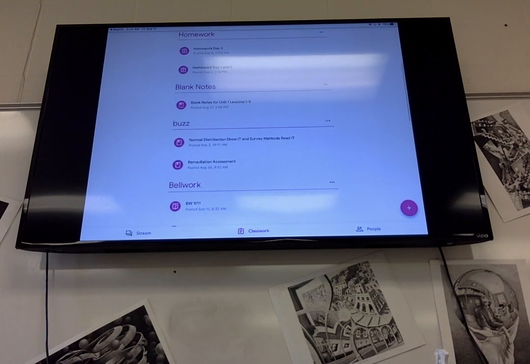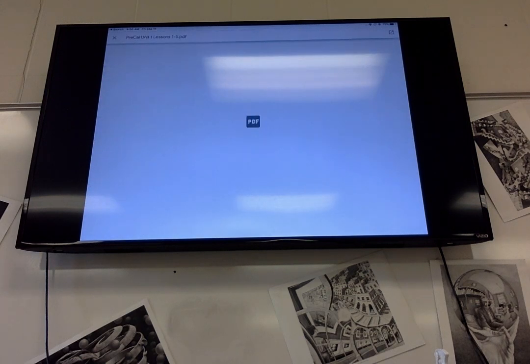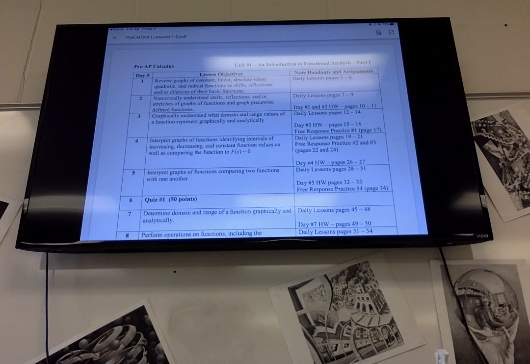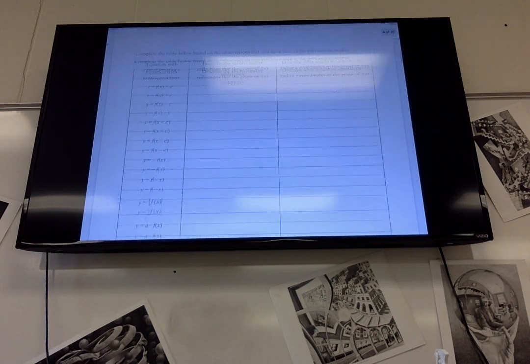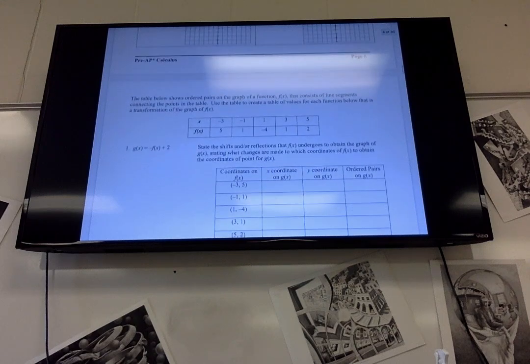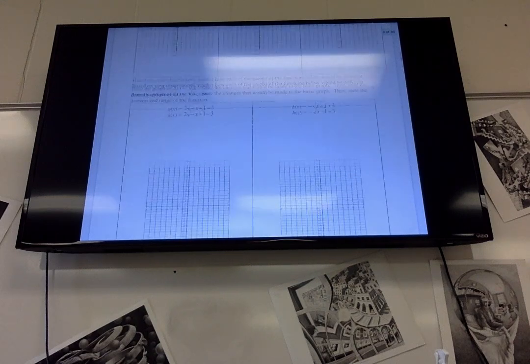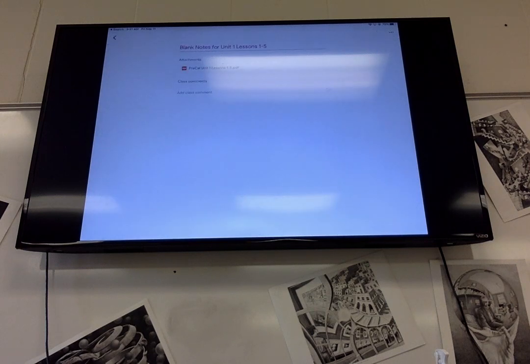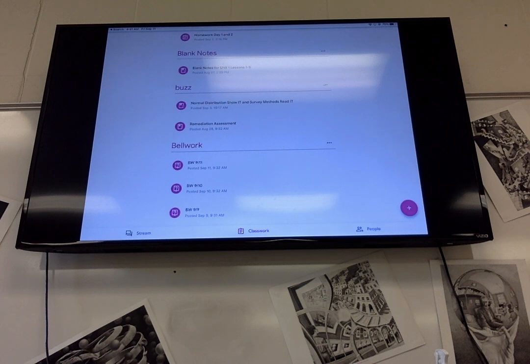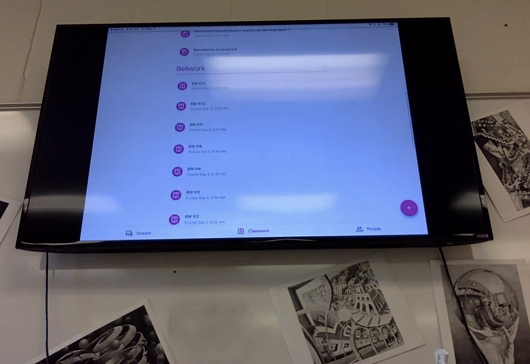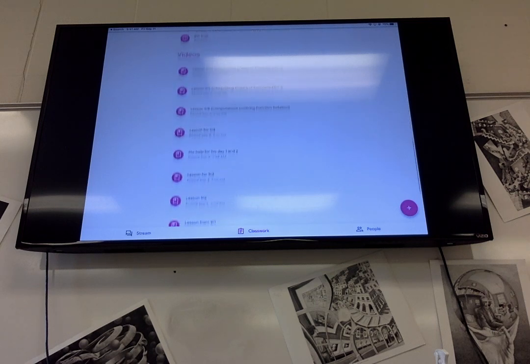If you are ever quarantined or just at home, miss a day, there is a copy of all the blank notes that I hand out to you in class. So if you wanted to print them out, you could, because they're here. Get out of here. There we go. And then there are 2 buzz assignments. Anything under buzz needs to be done if you haven't done that. And then, of course, all your bell work, all that. Anytime you miss it, you need to make that up.